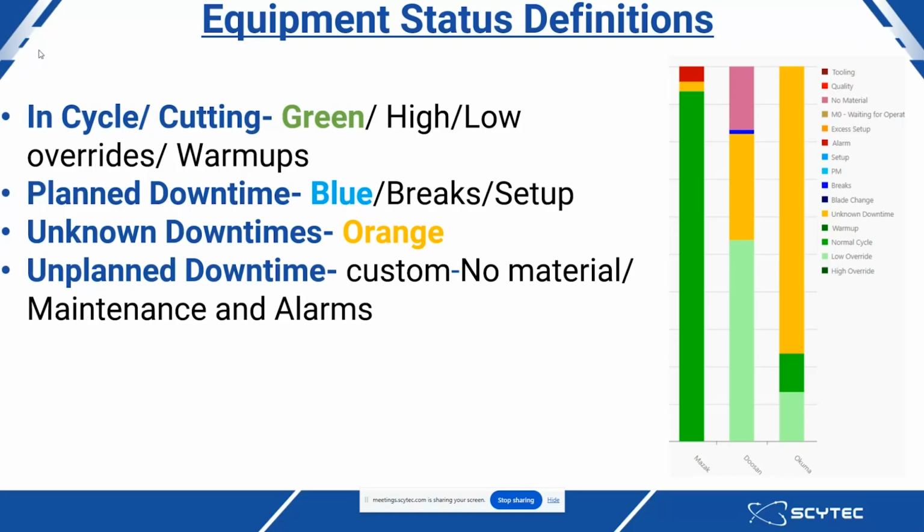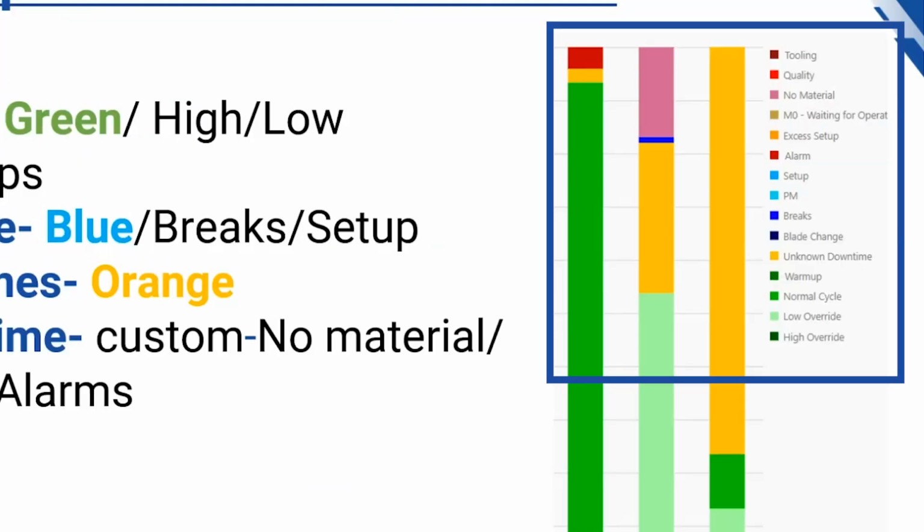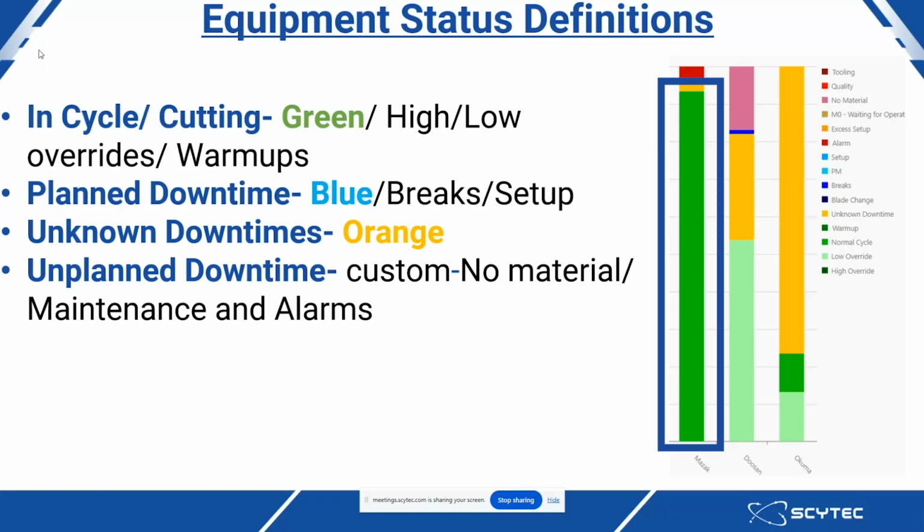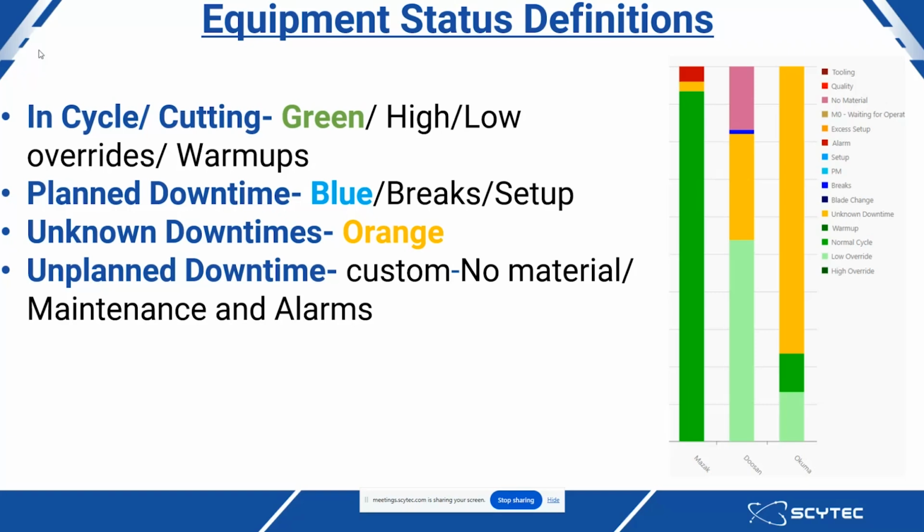that we have, and then you can see on the right-hand side, there's a bunch of colors with corresponding machine statuses such as tooling, quality, no material, M0 pauses, excess setup, alarms, and more. So how we typically do this from the get-go is things that are in cycle, cutting, etc., are in shades of green, which can also be low and high overrides, as well as machine warm-ups. Planned downtimes are in shades of blue, which can be things like breaks and setup.